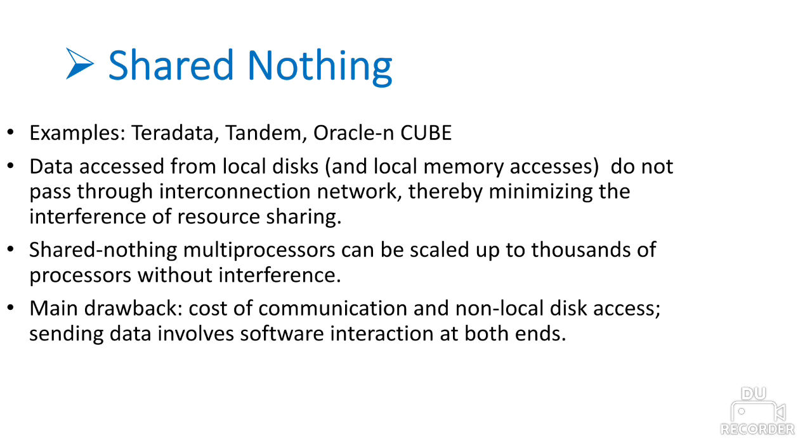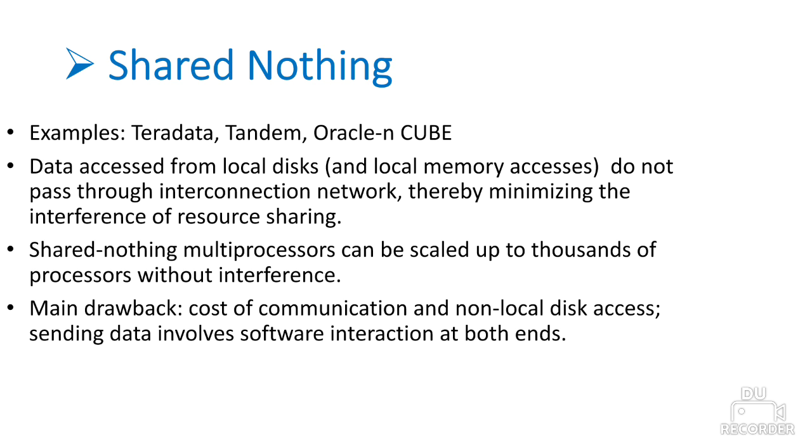Data access from local disk and local memory accesses do not pass through the interconnection network, thereby minimizing the interference of resource sharing. Shared nothing multiprocessors can be scaled up to thousands of processors without interference.